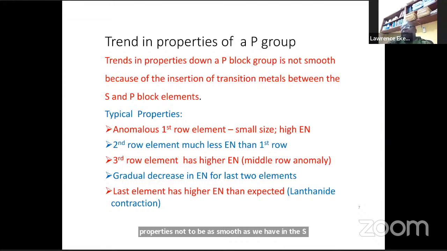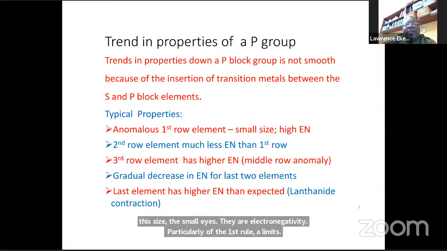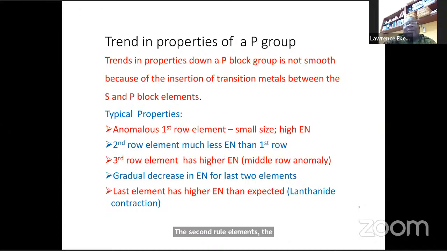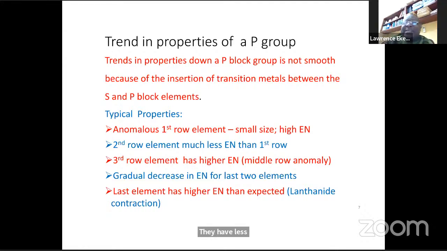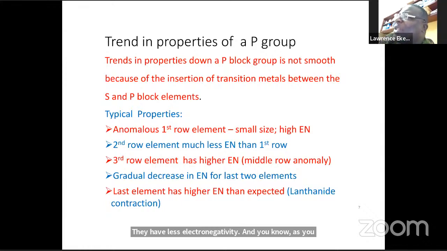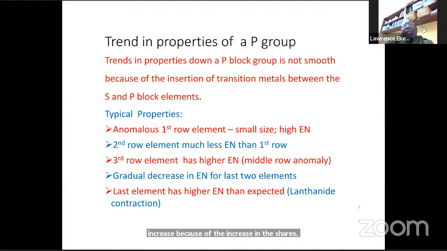Now, I've mentioned that what makes the peculiar features of the P block elements different from each other is the small size and the high electronegativity, particularly of the first row elements. The second row elements have less electronegativity when you compare them to the first row elements of the P block. And as you descend the group, the size of the element begins to increase because of the increase in the shells. In the third row of the P block elements, you have a higher electronegativity.